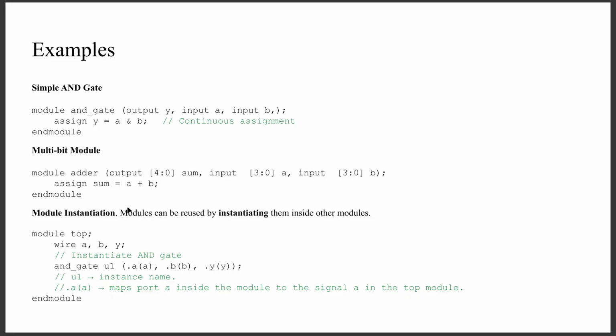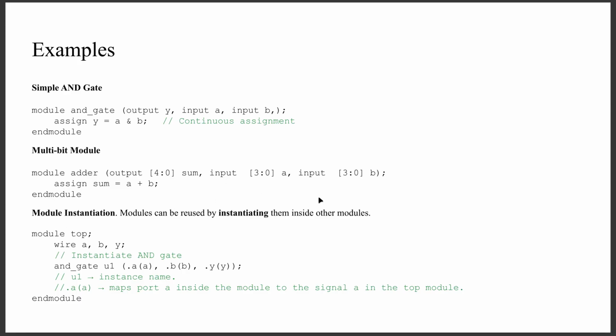So some examples. This is how we would make an AND gate with the output Y, inputs A and B, and we assign Y equal to A and B. A multi-bit adder. So if we wanted the output to be a 4-bit vector called sum, a 4-bit input vector A, and then another 4-bit input vector B, and then we assign sum equal to A plus B. Notice that there is one more bit here, just in case of any carry. So it's a 5-bit sum.